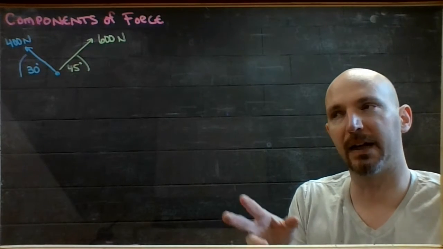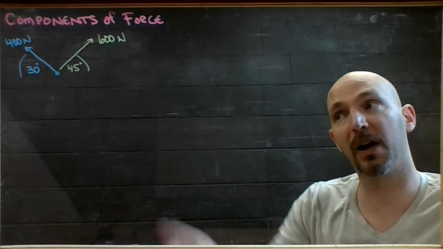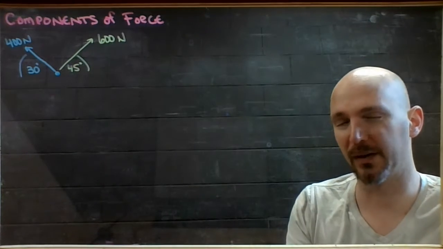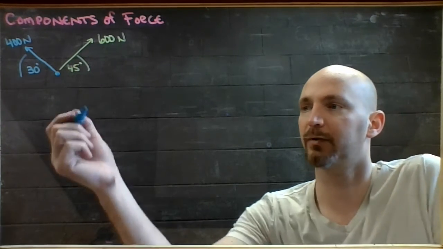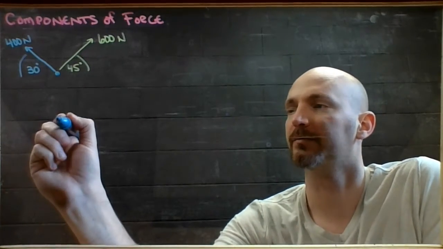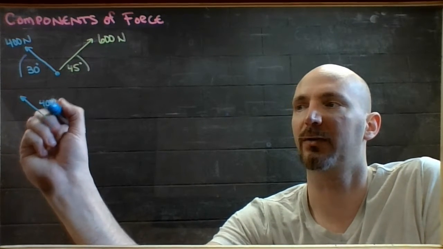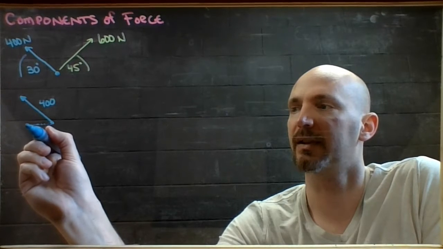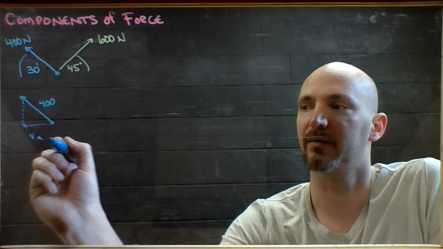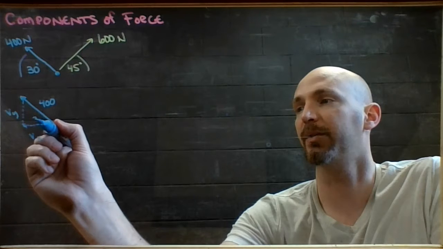In order to do that, I have to look at each of these vectors independently, and I have to decide how much this one is going left and how much it is going up. So I'm going to redraw the force for you, and then you will see that it's a triangle. So I have 400 newtons going that way. It's 400 long. And it has a piece going this way that is leftward, and a piece going that way, which is rightward. So some in X and some in Y. And I have a 30-degree angle down here.